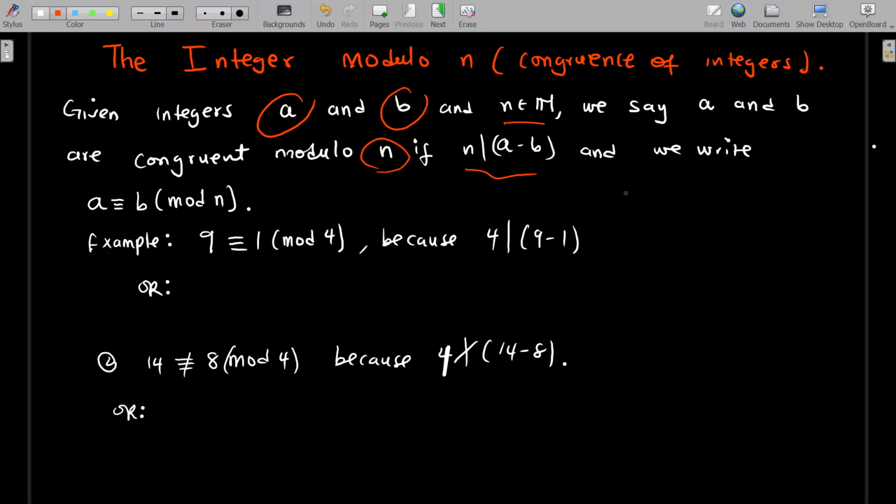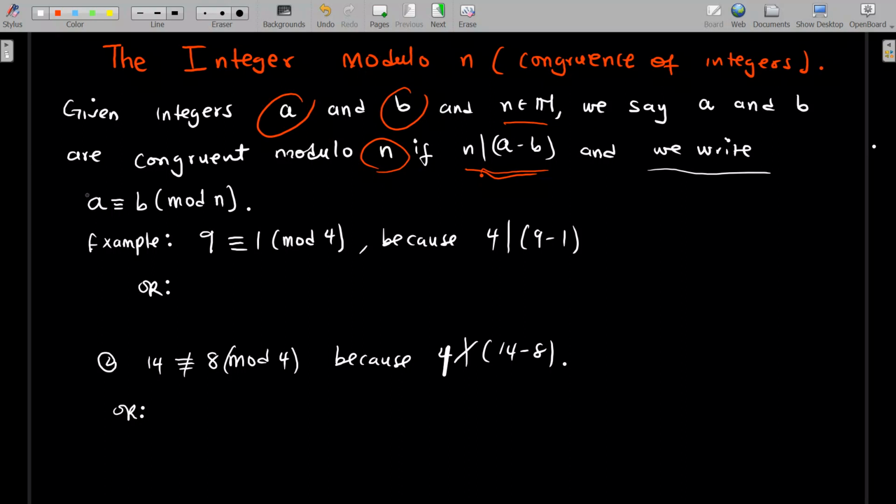When we say something divides another number, let me use two different letters: x divides y means that y can be written as x multiplying some integer. So if I say n divides a minus b, it means a minus b can be written as n multiplying some integer.